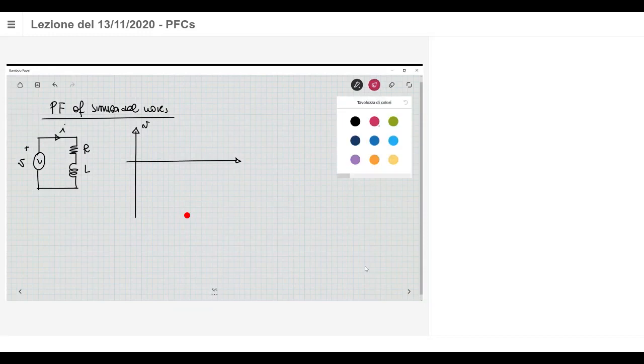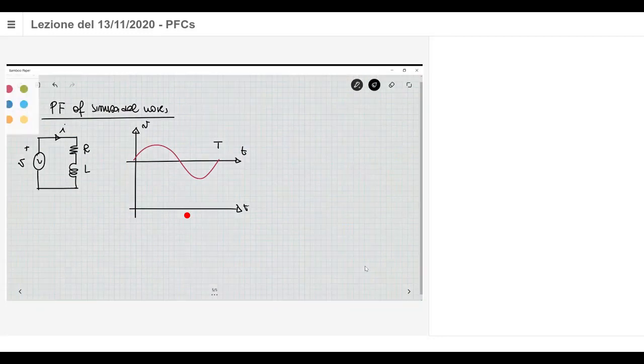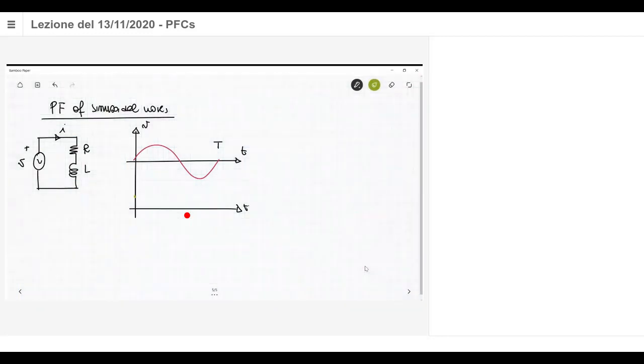For example, you can have the voltage like this, supposing that the period is T. The current is a sine wave, but you have some lag, a displacement, something like this. You have a phase which is not null. They are not in phase due to the fact that you have the inductance, these reactive elements, but they have the same period. So, which is the average power?